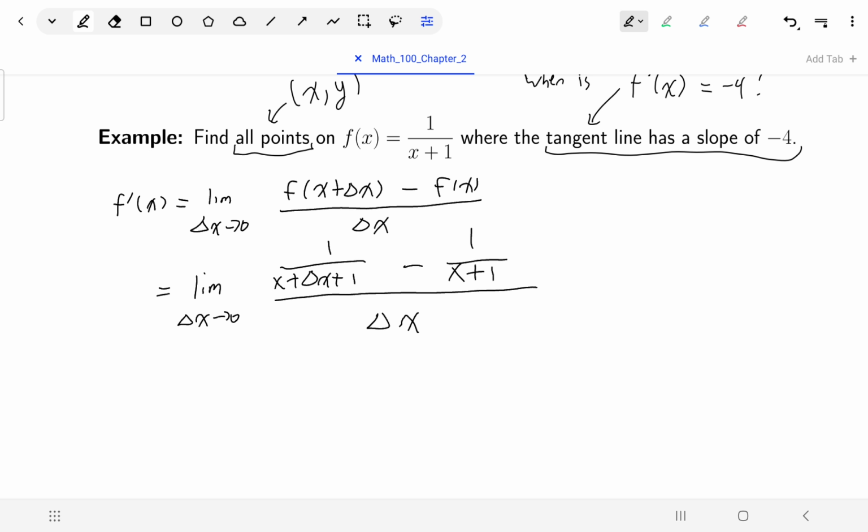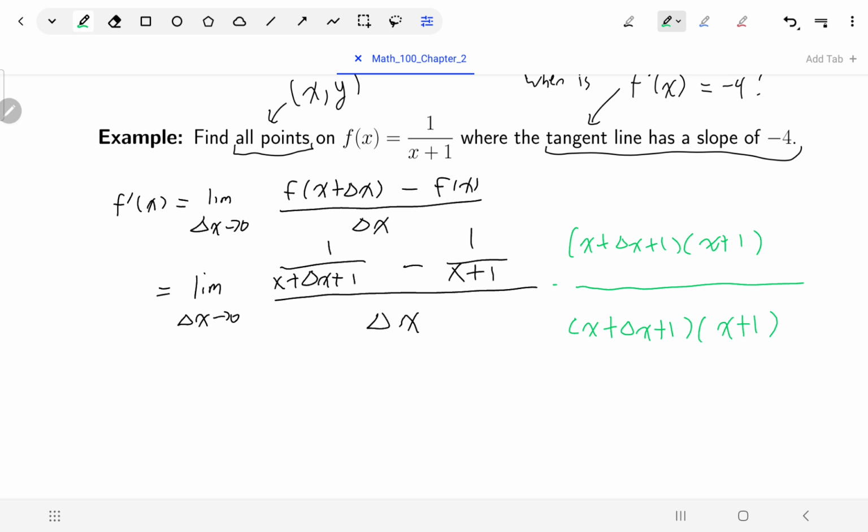And so my plan here is, and you can simplify this however you'd like, but my plan here is to look at these two little fractions that I have in the numerator, and I've realized their common denominator would be x plus delta x plus 1 times an x plus 1. And so that's what I'm going to do. I'm going to multiply top and bottom of my difference quotient by the common denominator.